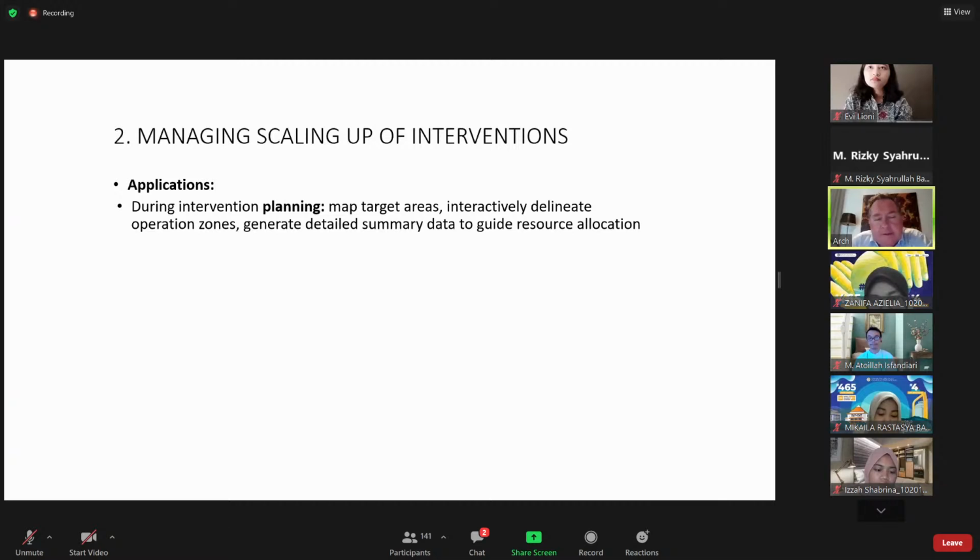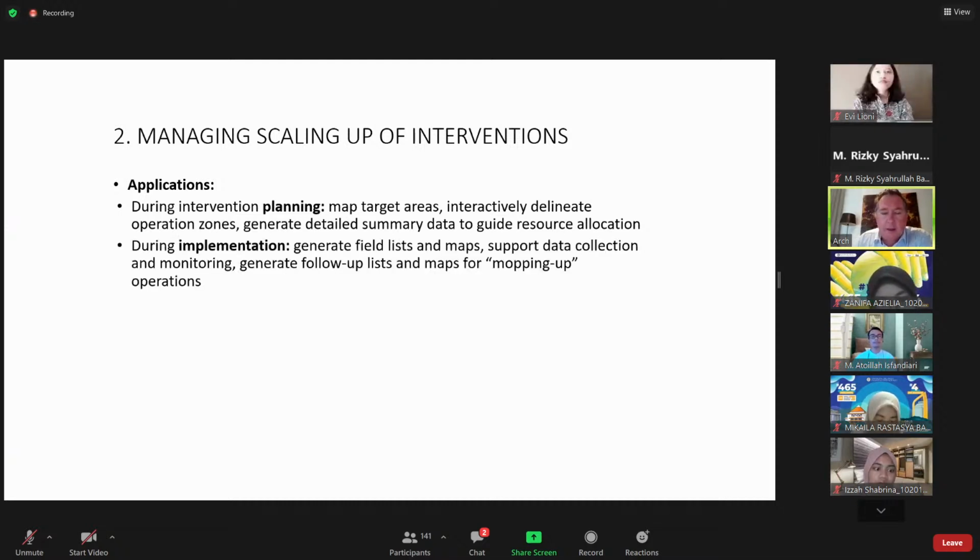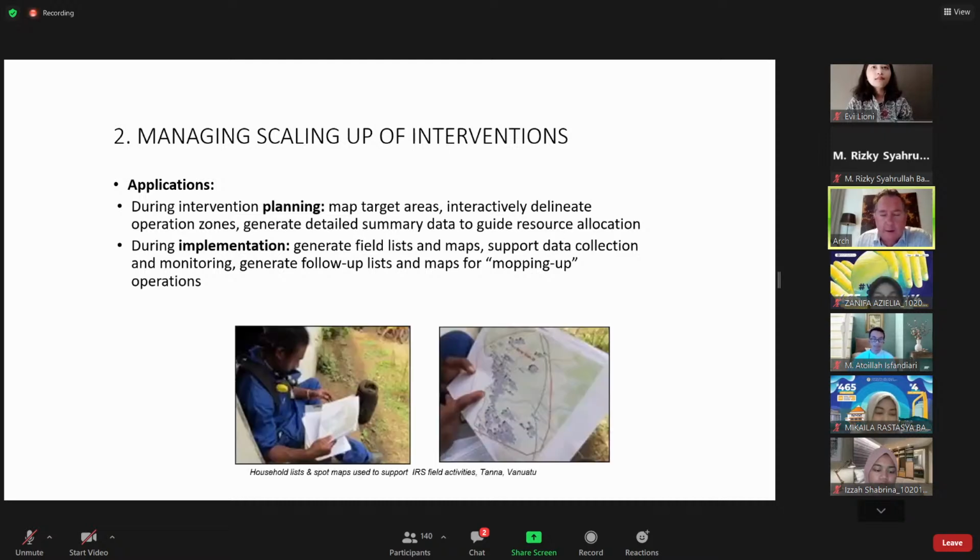The second module was to assist with the scaling up of bed net distribution and indoor residual spraying. And so our spatial decision support system was used to map target areas, delineate operation zones, which are areas where particular teams needed to focus on to deliver their intervention, and to generate detailed summary data. And practically speaking, to generate lists and maps. And this is what they look like.